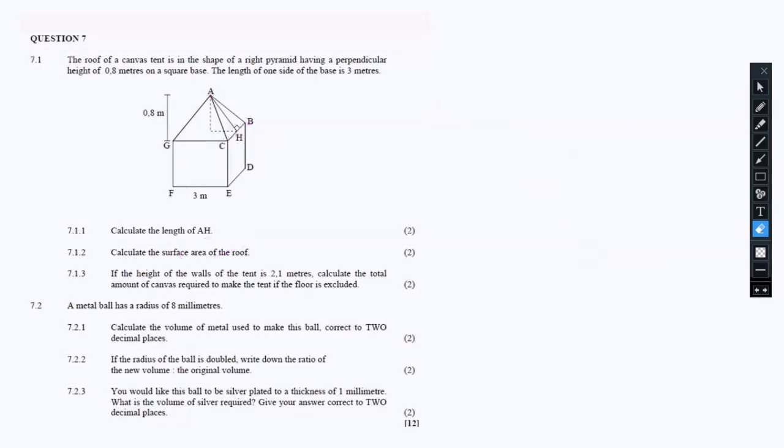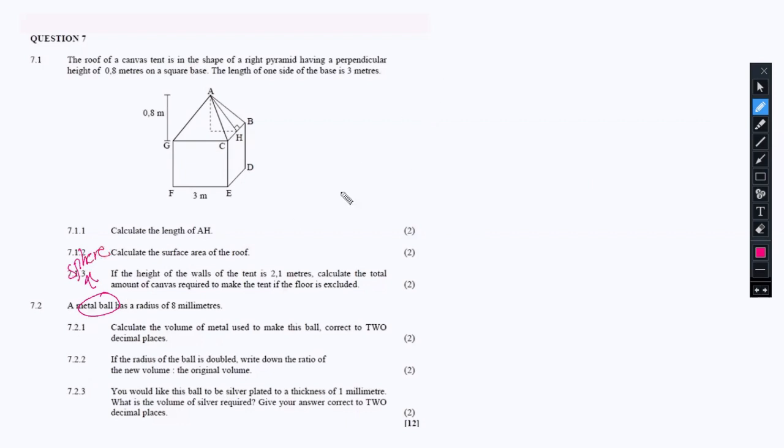Then 7.2 says a metal ball has a radius of 8 millimeters. Calculate the volume of metal used to make this ball, correct to 2 decimal places. Now, you'd have to know what is the volume of a sphere. Remember, a ball is in the shape of a sphere, right?